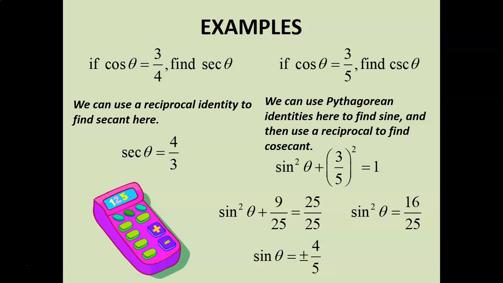So we can take one piece of information and find other pieces of information just based on that concept and using the identities. If we know that sine is 4/5, and we know that cosecant is the reciprocal of that, we would just flip it over and say cosecant of theta is equal to 5/4, positive or negative.